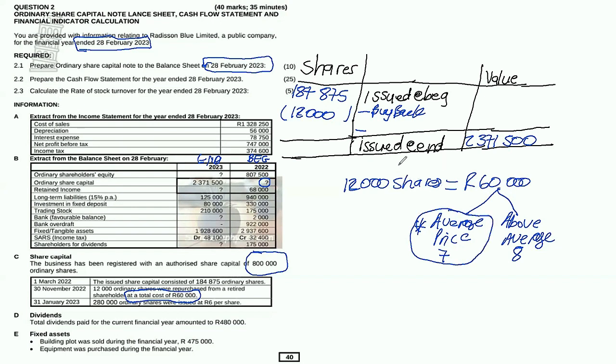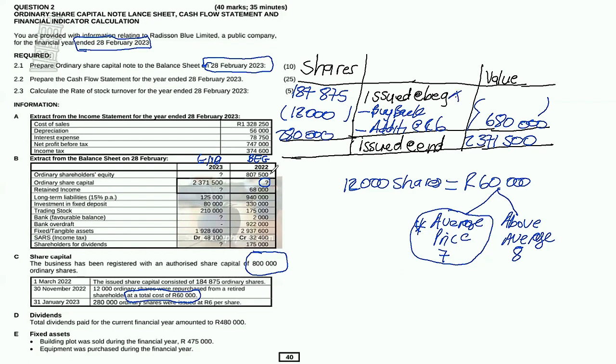But before calculating the average price, on 31st January 2023, 280,000 ordinary shares were issued at 6 rand per share. So now we have 280,000 additional shares at 6 rand. Then when we multiply, our value would be 1,680,000. Right. Okay.